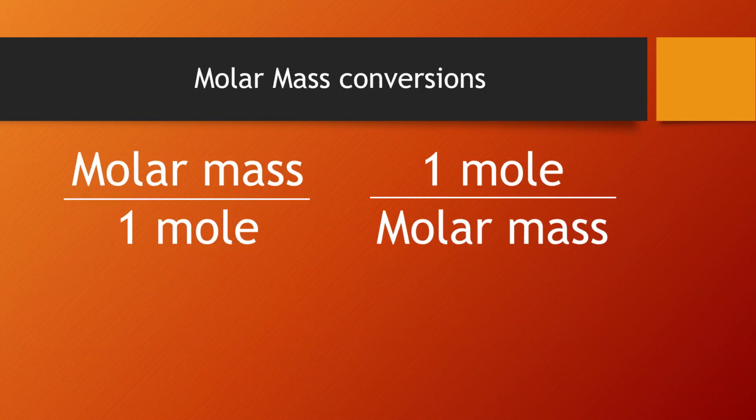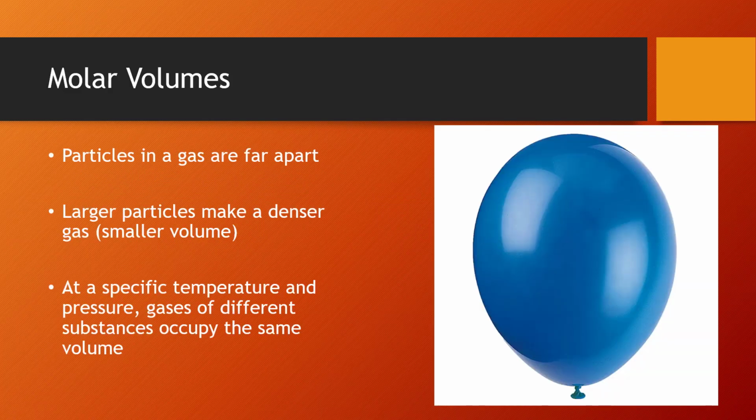Here's your conversion factor, the molar mass divided by 1 mole, or 1 mole divided by the molar mass. If you're setting up your picket fence, or if you're multiplying things and canceling them out, here is what you'd want to set up for this. And again, use your periodic table. Oh, so handy. What about volume, though?